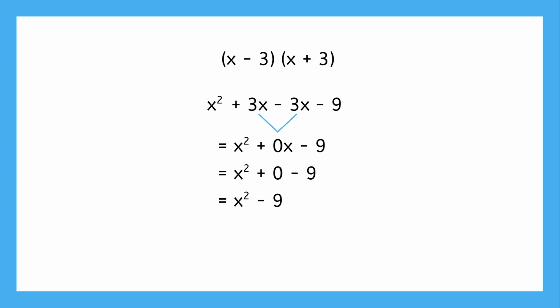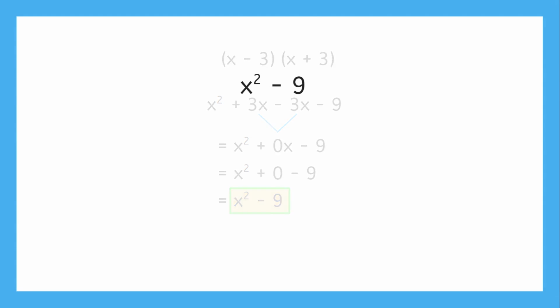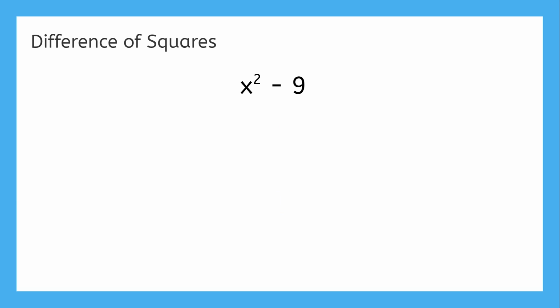So the middle term zeroed out and disappeared? All we're left with is x squared minus 9? Yeah. That's exactly what happened. We call this result a difference of squares because that's exactly what it is. 2 squares, x squared and 3 squared, being subtracted, hence the difference.